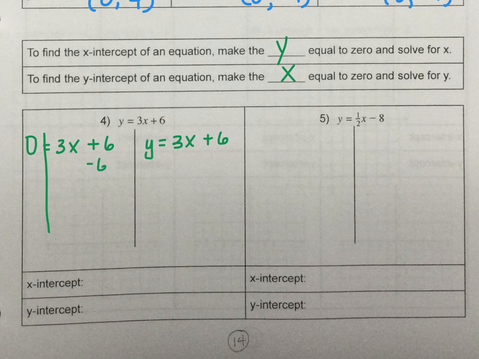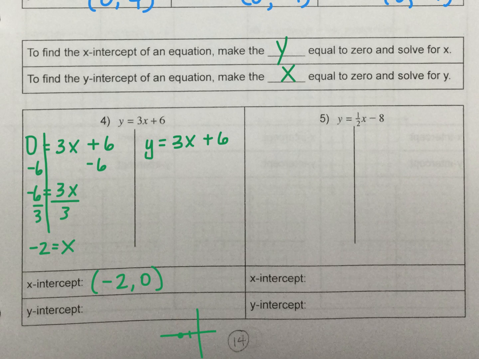I'm going to move this 6 by subtraction. -6 equals 3x. Divide by 3. -2 equals x. So my x-intercept will be -2, and what did we put every time for the y? We put a 0, so -2, 0. So if I were graphing it, my first point would be on the -2 on the x line.